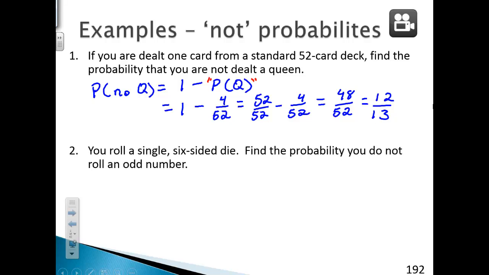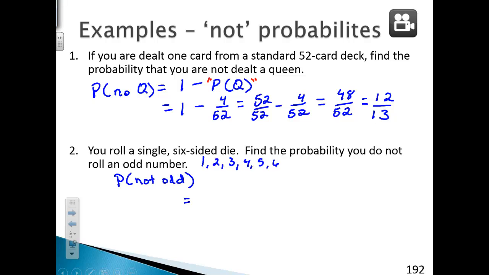Now on example 2, you roll a single 6-sided die. Find the probability you do not roll an odd number. So we want the probability of not odd. So what I want to do on this one, it's a single 6-sided die. Let's write out that sample space. 1, 2, 3, 4, 5, 6. One single 6-sided die, so 1 through 6.